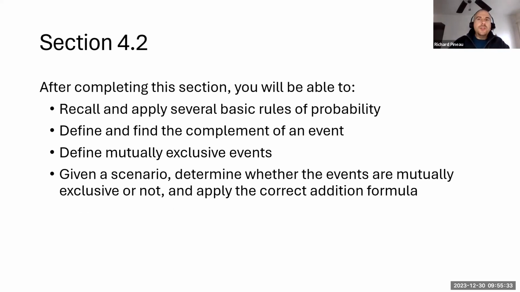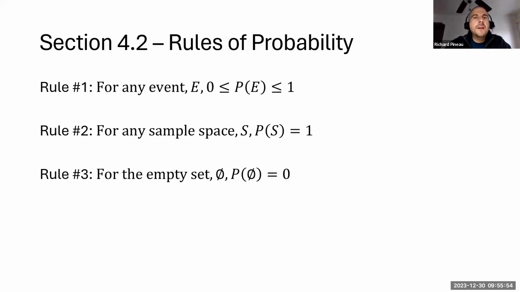So after completing this section, you should be able to recall and apply several basic rules of probability. You should be able to define and find the complement of an event, look at mutually exclusive events, and given some scenarios, determine whether or not the events are mutually exclusive or not, and apply the correct addition formula. All right, so we have some important rules for probability.